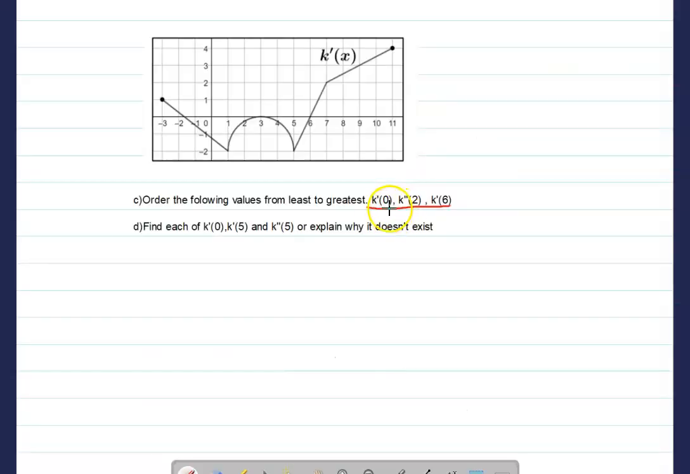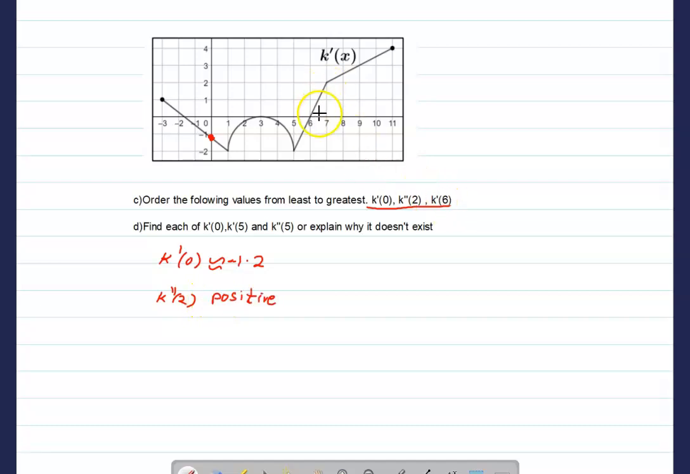Next we need to find these values and write them in increasing order. K prime 0, that means we just need to find the y value of this graph at 0. At 0, the y value is going to be this. It's about negative 1.2. K double prime 2. At 2, we need to find the slope of this derivative. So it's an increasing curve from here to here. So the slope is going to be positive at 2. That means k double prime 2 is going to be a positive value.